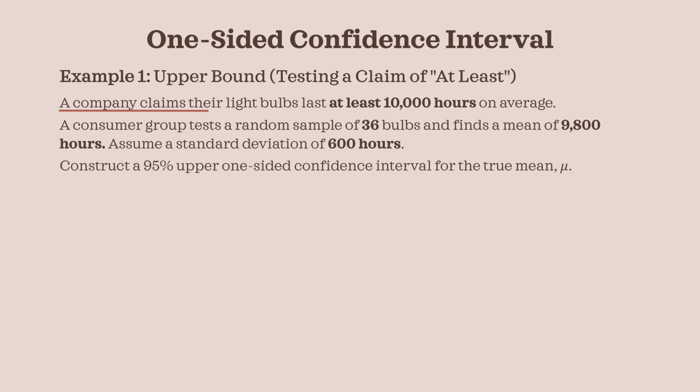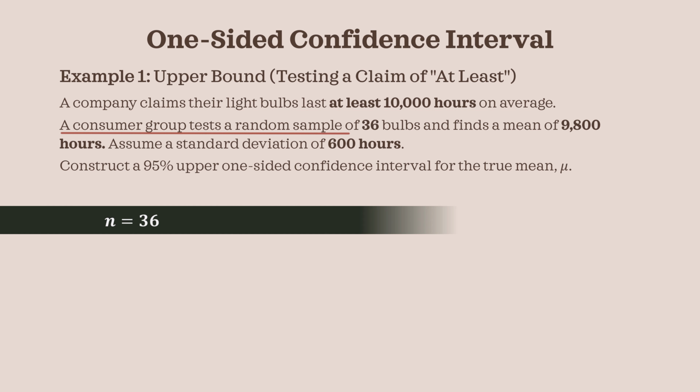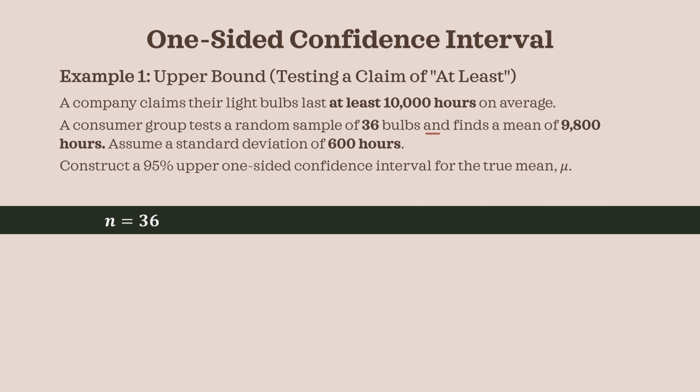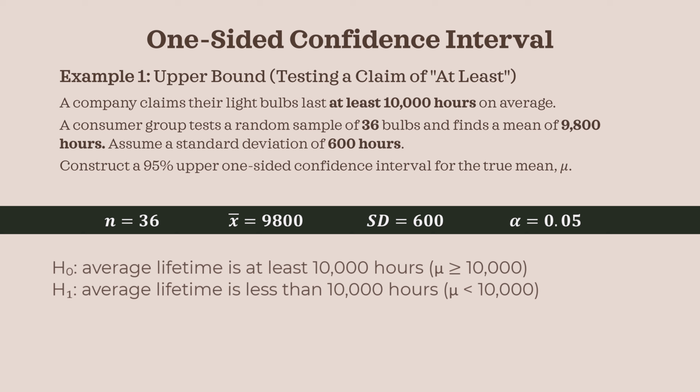A company claims their light bulbs last at least 10,000 hours on average. A consumer group tests a random sample of n equals 36 bulbs and finds a sample mean X bar of 9,800 hours with a standard deviation of 600 hours. We want to construct a 95% upper one-sided confidence interval for the true mean. This is analogous to a left-tailed hypothesis test. In hypothesis testing language, we're asking, is there enough evidence that the true mean lifetime is less than 10,000 hours?